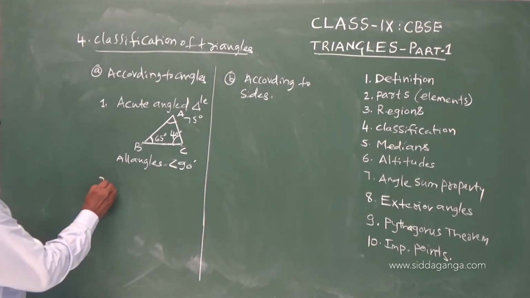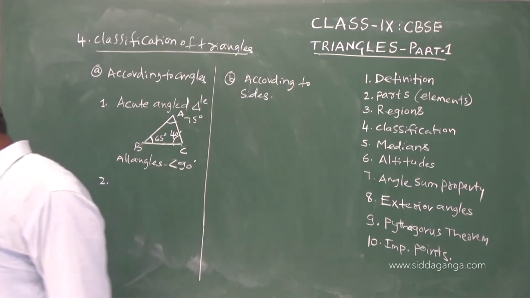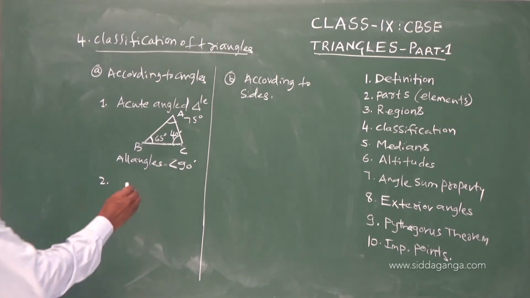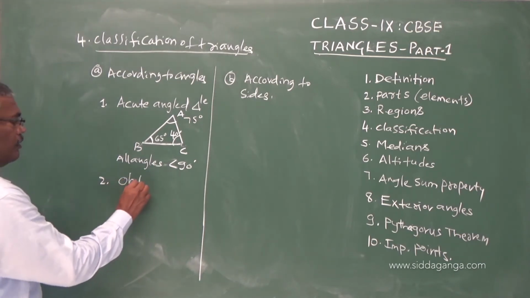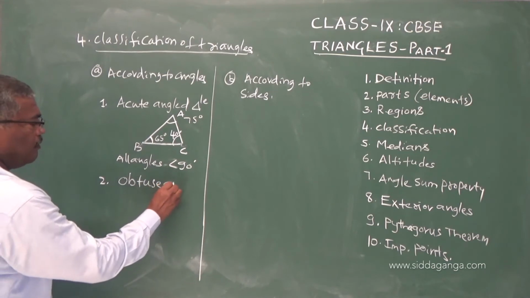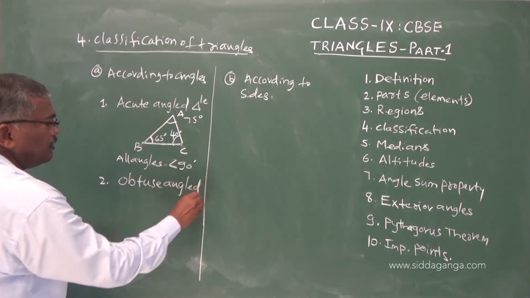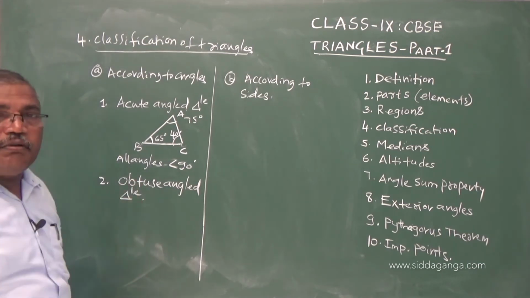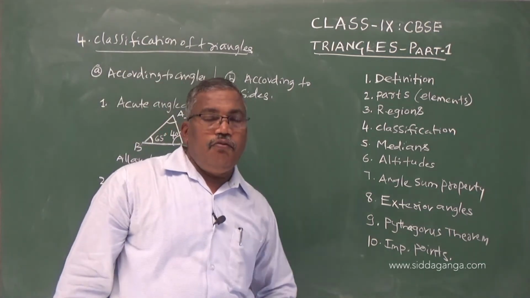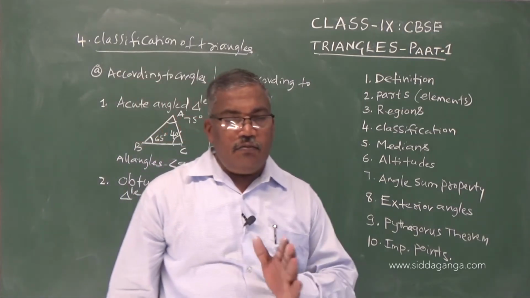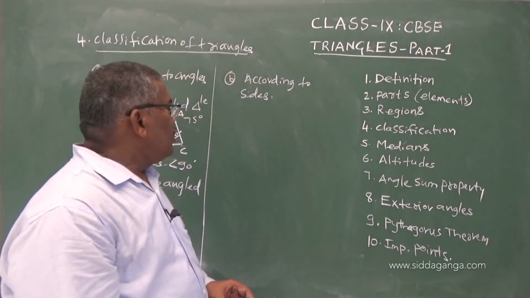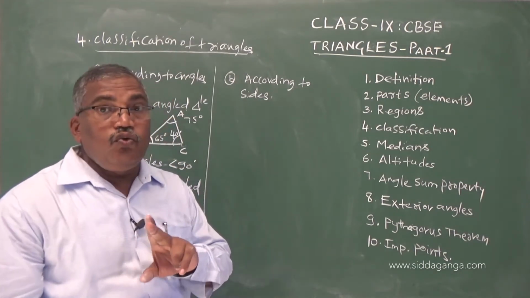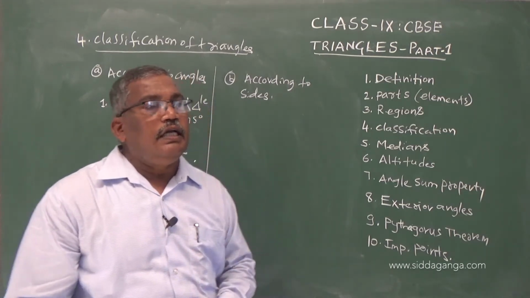So, now under triangles, second one, obtuse angled triangle. Remember, in any triangle, if one angle is obtuse angle, that is more than 90 degree, the other two will be acute angles. So, there cannot be two obtuse angles in a triangle.